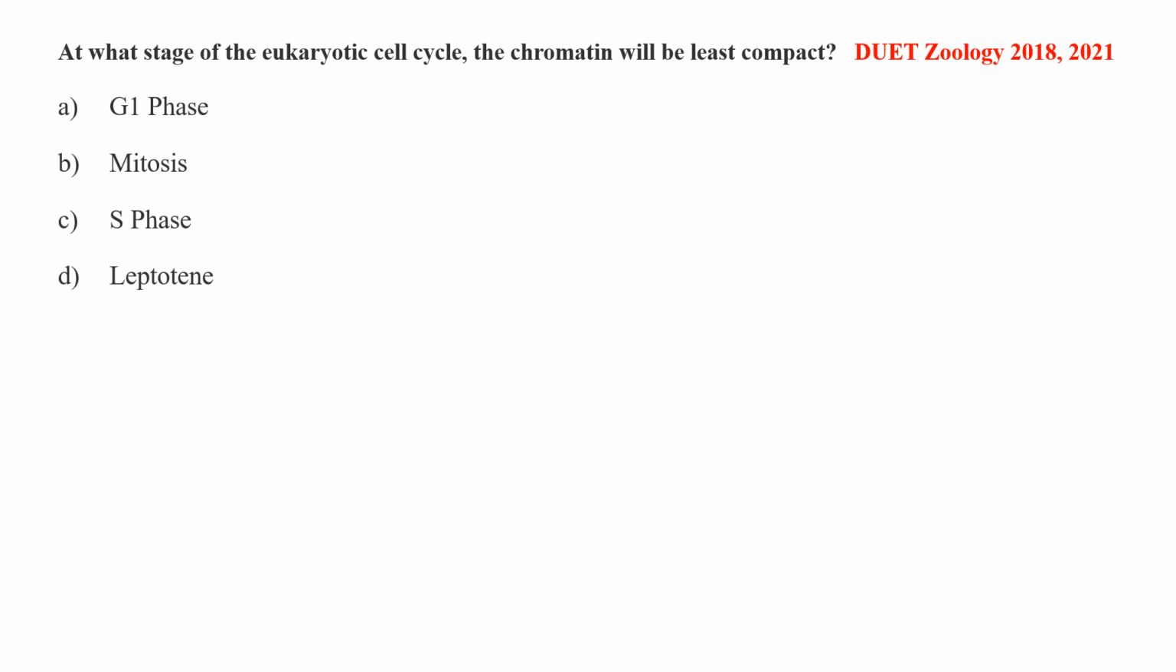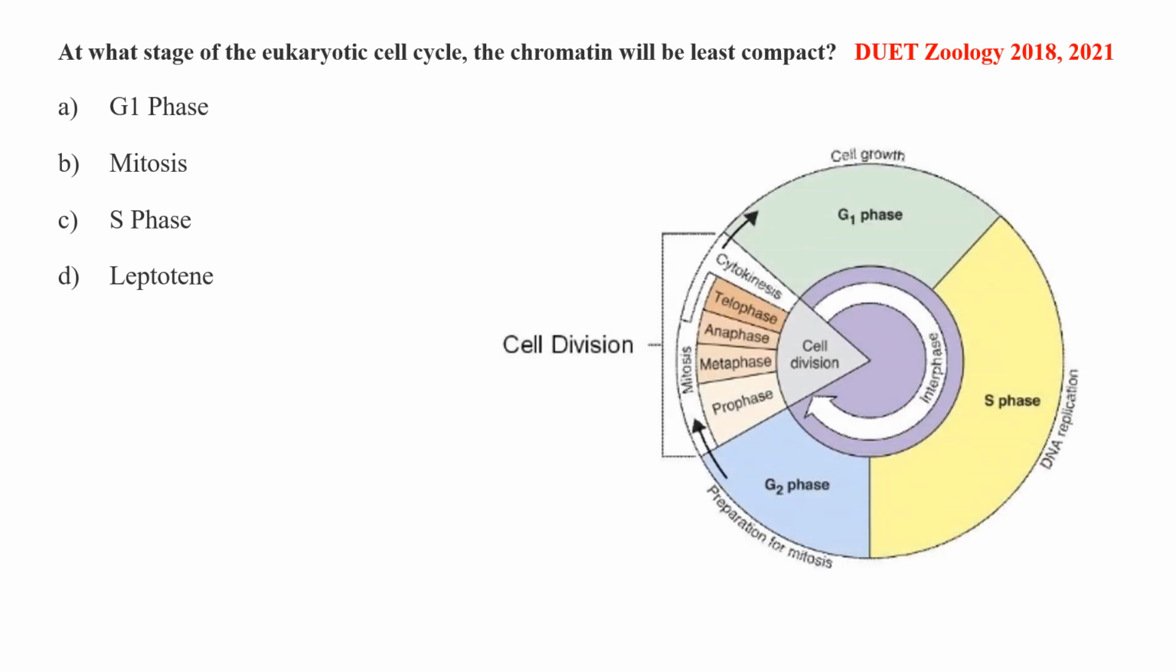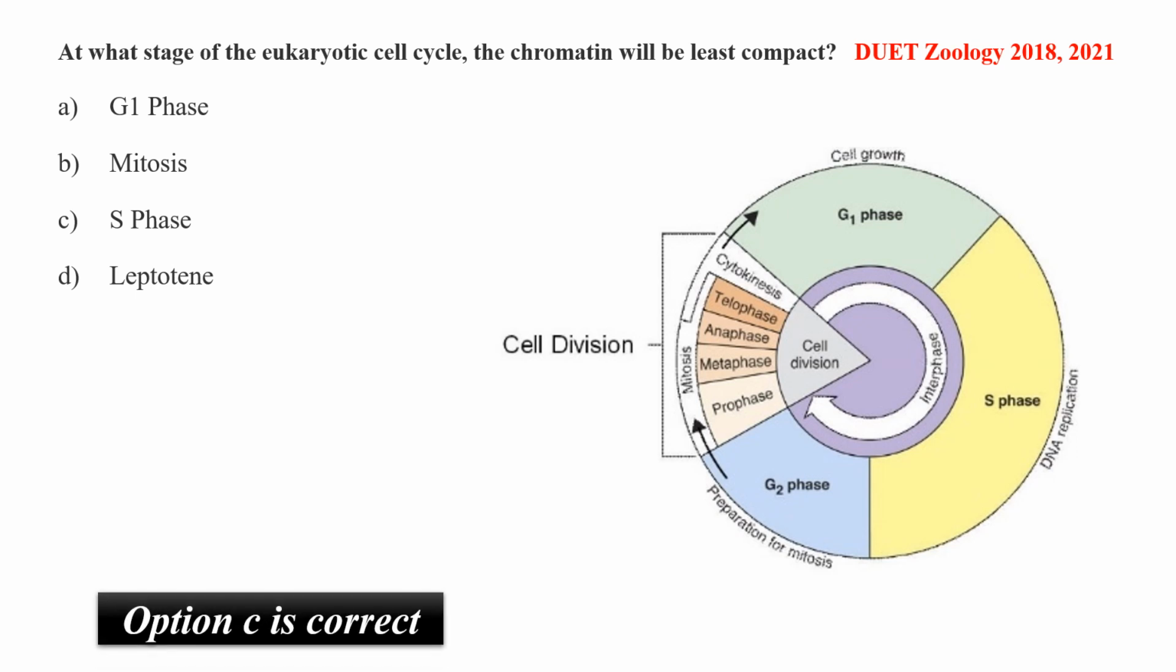At what stage of a eukaryotic cell will the chromatin be the least compact? See, it is very easy. The chromatin will be least compact during DNA replication, which occurs in the S phase. So hence option C would be the correct answer, that during the S phase the chromatin will be the least compact in nature.